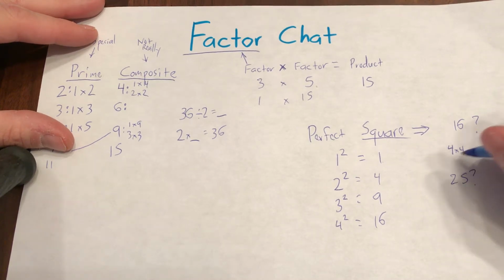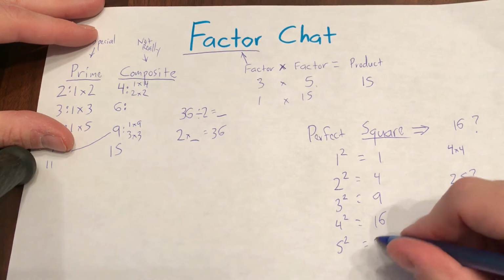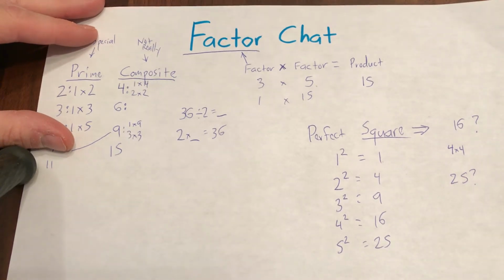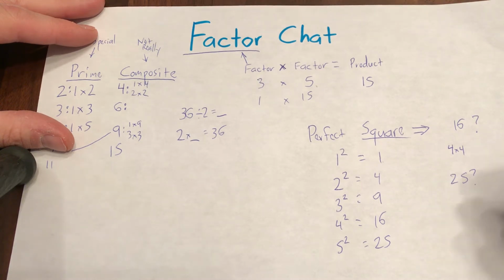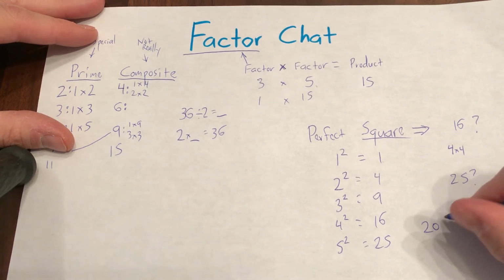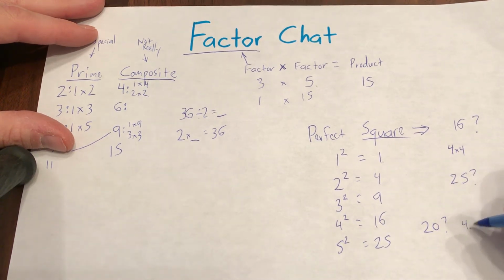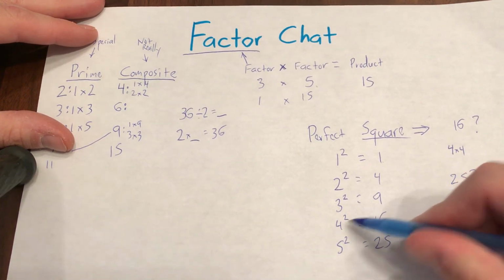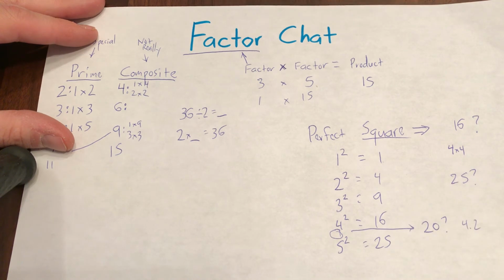Okay? But if I ask you something different, usually the best way to do it is just figure out the squares around something. And I could say, is 20 a perfect square? No, because we're not going to consider 4.2 something or other. We're going to say 4 times 4 is 16, 5 times 5 is 25. There's no whole number that I can multiply by itself to get 20, okay?